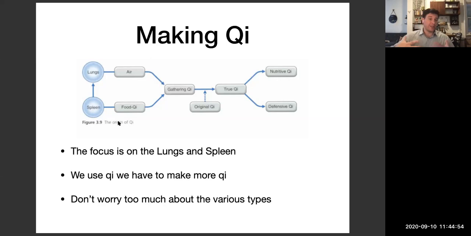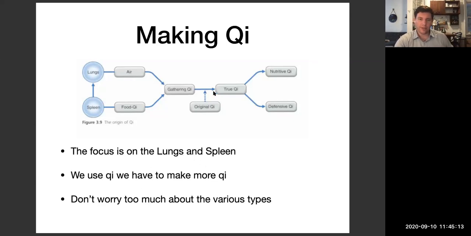To make qi, we have to use qi. This is one of the things that's important to us in Chinese medicine. So someone who's very qi deficient is often going to have trouble digesting food in the first place to make qi. We'll talk about that when we get to spleen in like week 8.